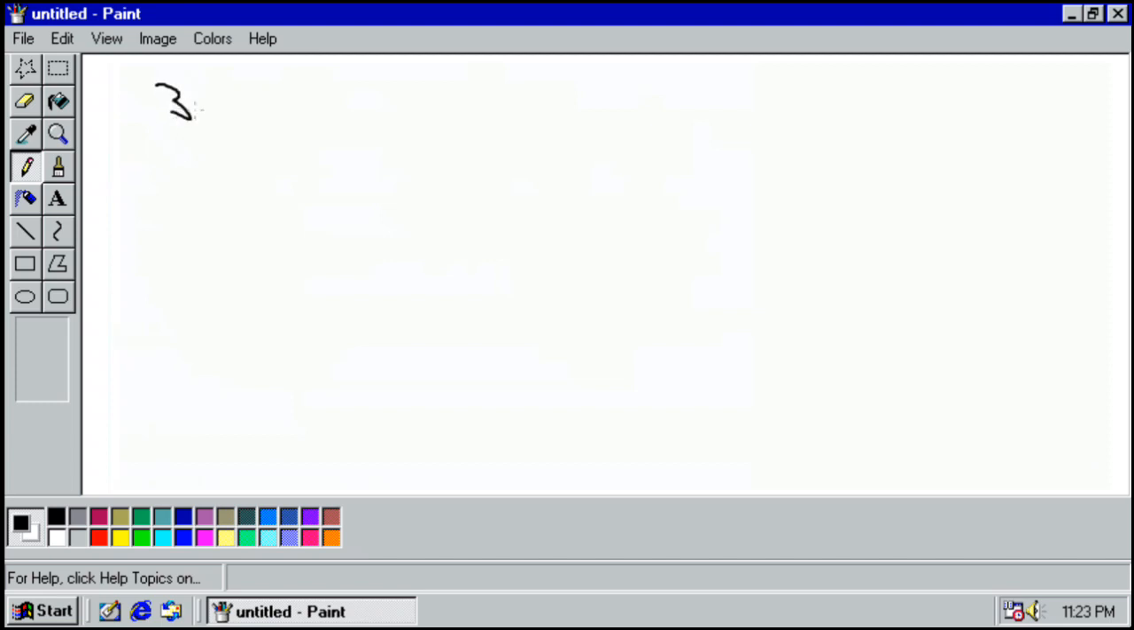3xy minus 2x plus 4 minus 6yx plus 3. Okay, now let's add like terms in this example.